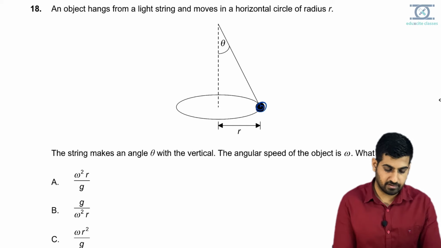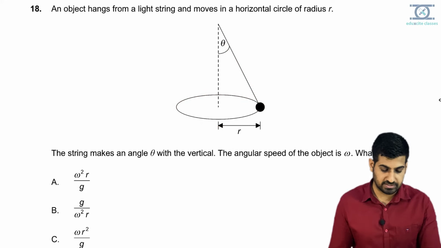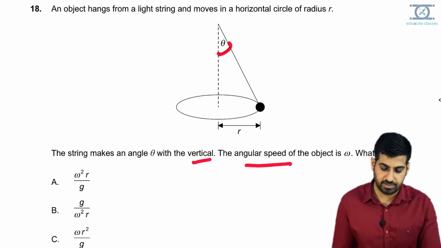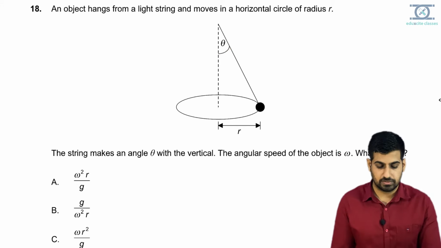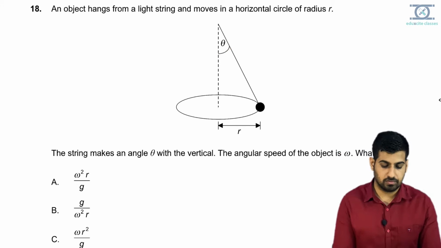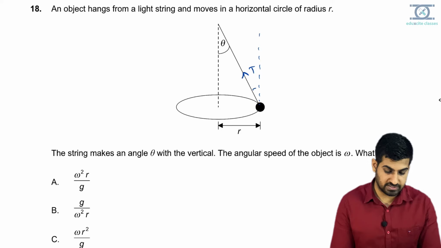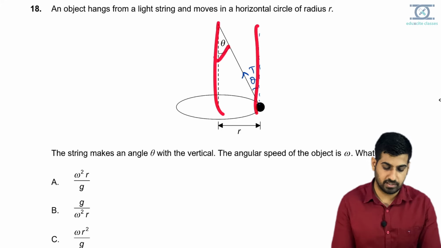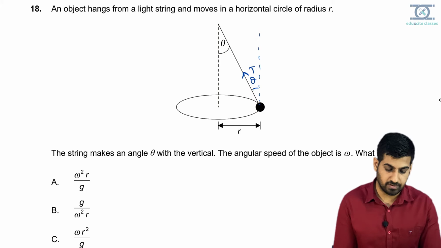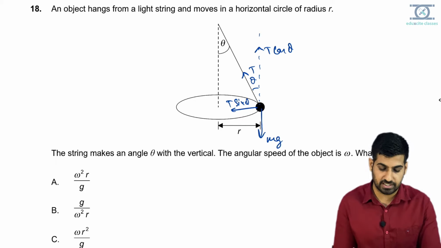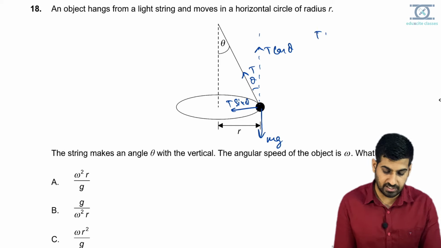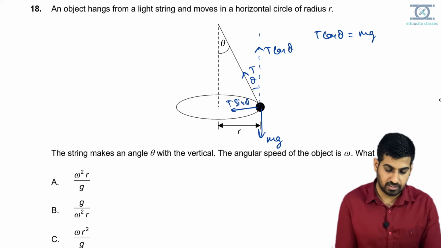An object hanging from a light string moves in a horizontal circle of radius r. The string makes an angle theta with the vertical. The angular speed is omega. What is tan theta? Now we know that if it is hanging, there will be a tension T. This angle will also be theta, as these two lines are parallel, interior opposite angles. So this is T. Resolving the forces, this will be T cos theta and this will be T sin theta. The weight mg is acting in the downward direction, and now we can compare that T cos theta is nothing but mg and T sin theta is the centripetal force m omega square r.